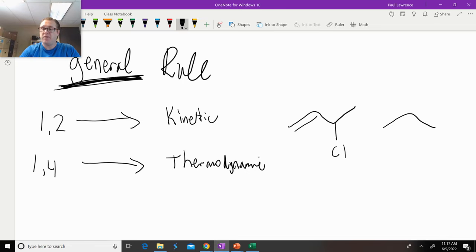Now, if you have 2 different products, how can you tell which one is going to be the major product between these 2? Well, you have to look at the reaction conditions. If the reaction is done at a colder temperature, then the 1,2 product is the major product. If you're adding heat or doing it at room temperature, then the thermodynamic product is favored. Okay? So that is how you can decide which is going to be the major product. It's dependent upon temperature.